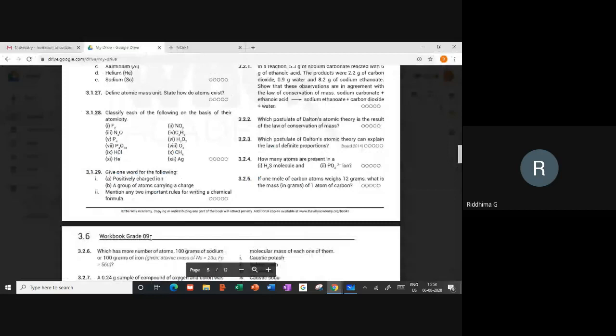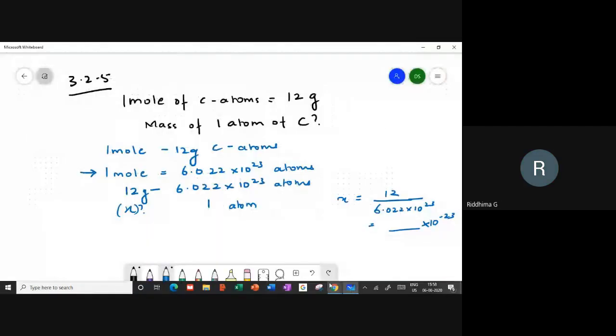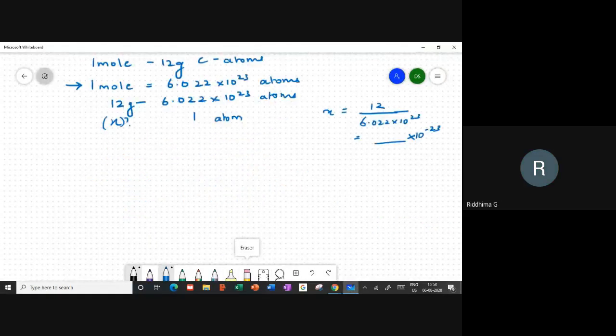Fine. Then what is the other question? 3.2.6. Which has more number of atoms, 100 grams of sodium or 100 grams of iron? How will you do this? This again I think will be a two-step question. I think we have to find the amount of moles, then we can. Correct. Yeah, you can do that. So you can do this in two steps.